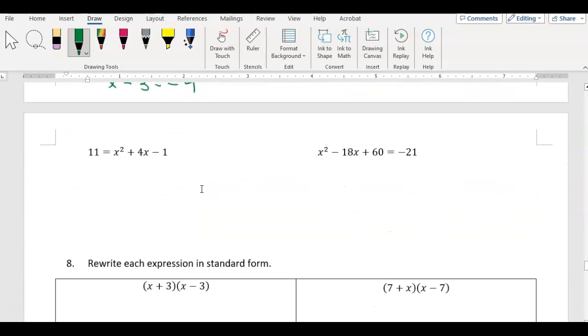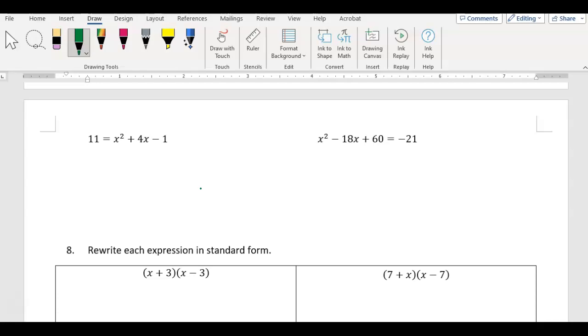Our next one looks complicated, but it is not. It looks complicated because they just wrote it backwards. So if it's helpful for you, I would rewrite this as this. I'm going to add 1 to both sides to clean that out, and we'll get x squared plus 4x equals 12.